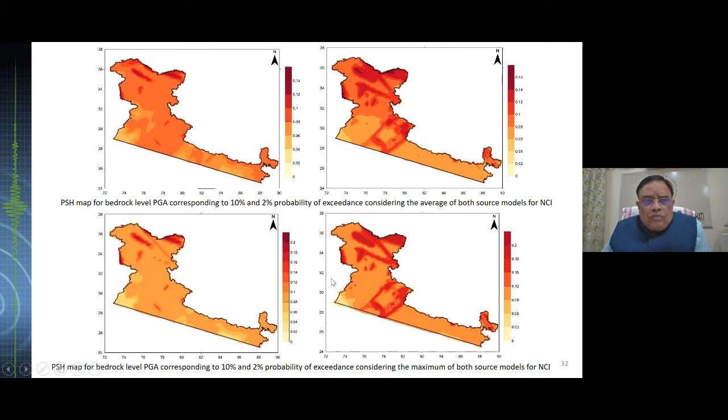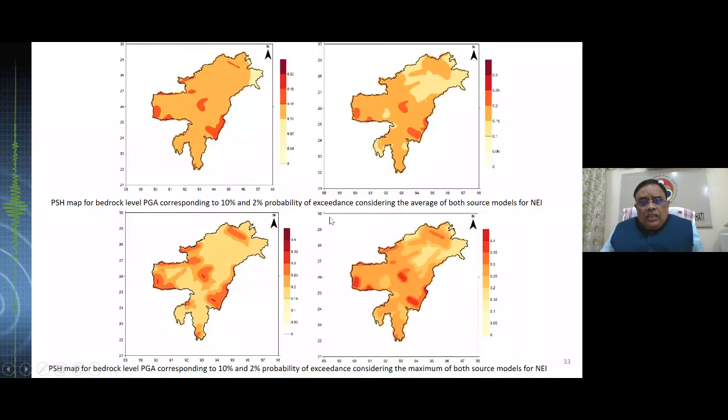For the North Central Himalaya, we have similarly carried out probabilistic seismic hazard analysis with 2% and 10% probability of exceedance. The maps very clearly show the 10% and 2% probability of exceedance, considering the average of both source models for the North Central Himalayas. Similarly, for the Northeastern Himalayas, we are observing 0.2 to 0.4 g around the plate boundary region, and the PGA value is 0.2 to 0.45 g. So what we can see very clearly is that DSHA actually produced much higher PGA values than PSHA.